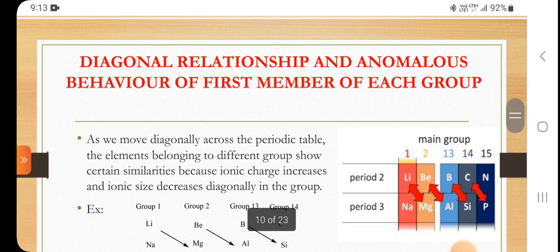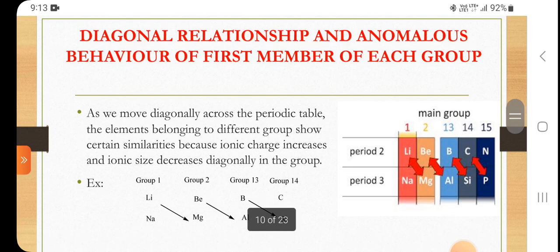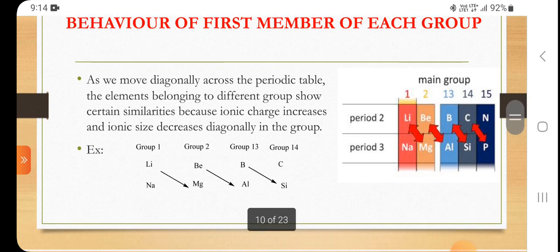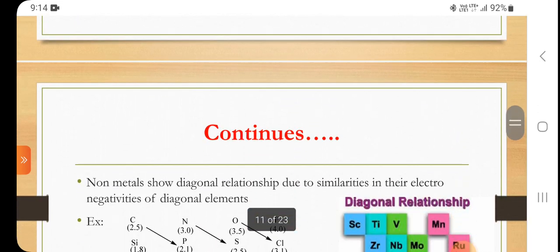The diagonal relationship and anomalous behavior of first members of each group. As we move diagonally in the periodic table, the elements belonging to different groups show certain similarity because of the increase in ionic charge. For example, lithium has a diagonal relationship with magnesium, beryllium shows a diagonal relationship with aluminum, and boron shows a diagonal relationship with silicon.